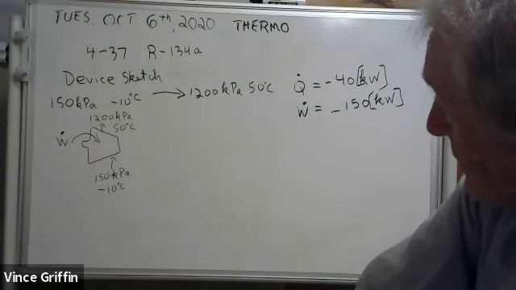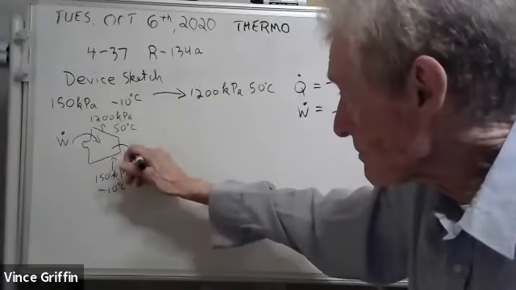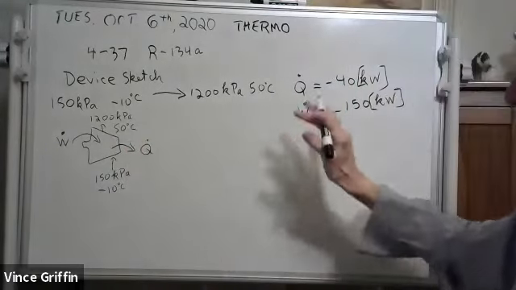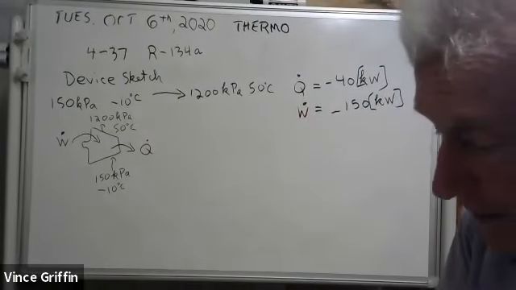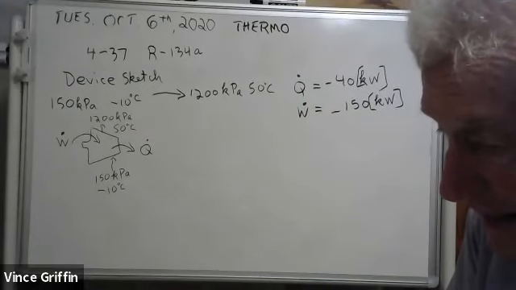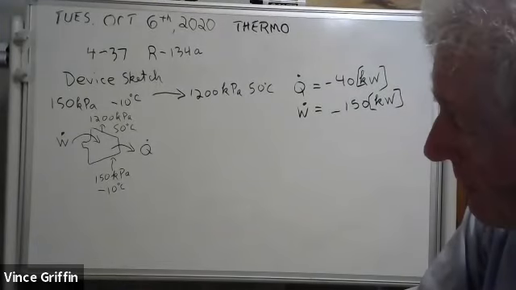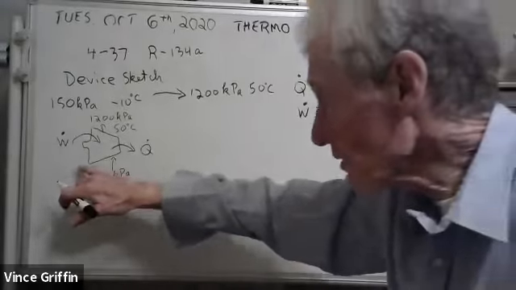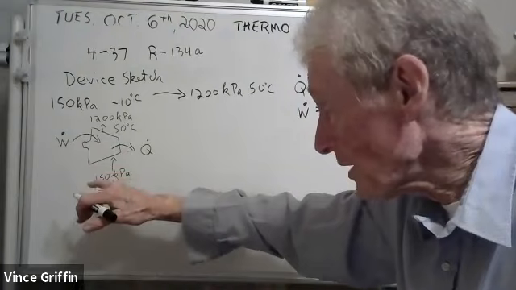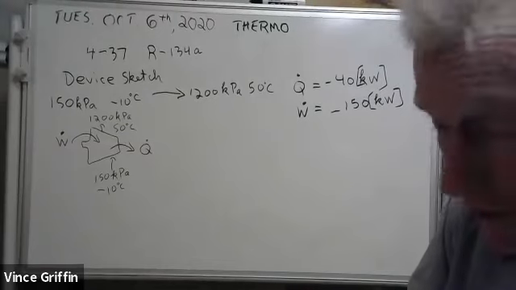Now the heat transfer is just the opposite. The heat transfer is going out, and it's negative. See, if it was positive, it would be going in. See, power and heat transfer, they're not consistent, are they? Power going in is negative. Heat transfer going in is positive. It's not very consistent, but that's the way they're defined.